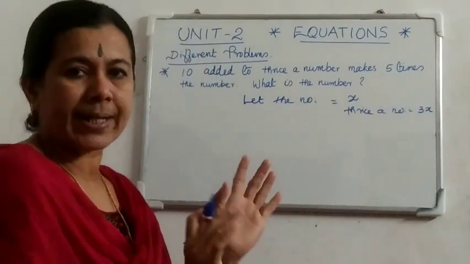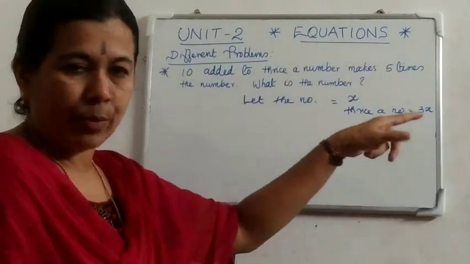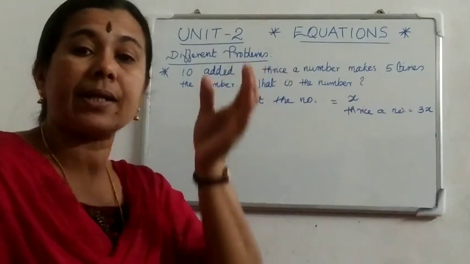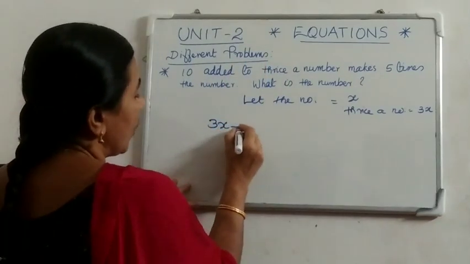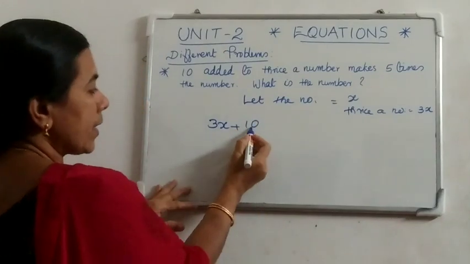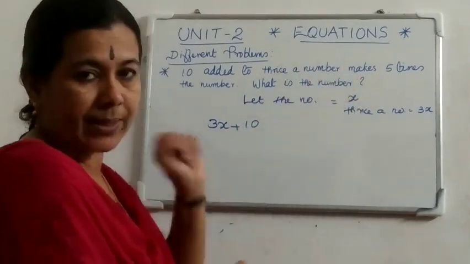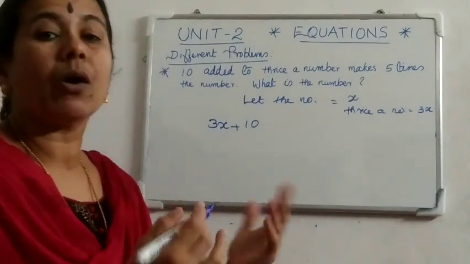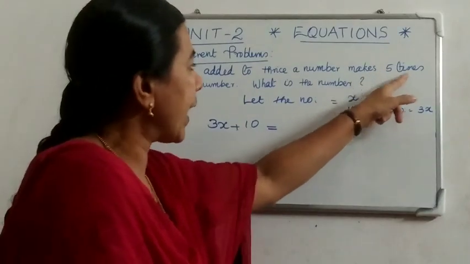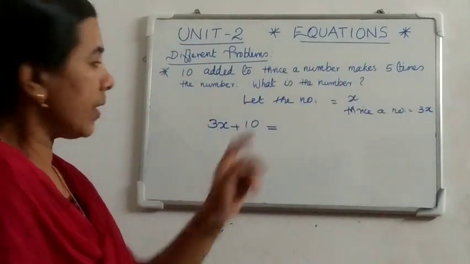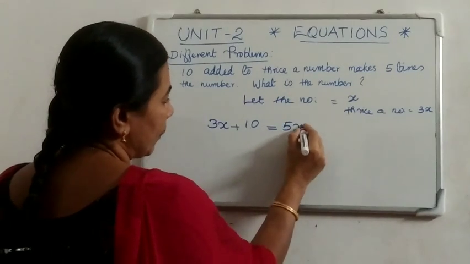We know, thrice a number is 3x. 10 added to thrice a number. Thrice a number is 3x. 10 added to that thrice a number means 3x plus 10. 10 added to thrice a number makes, means gives or equals, what? 5 times the number. Number is x, 5 times the number is 5x.